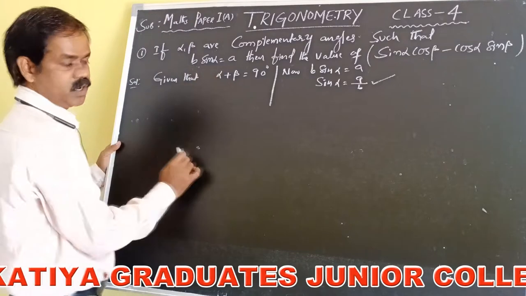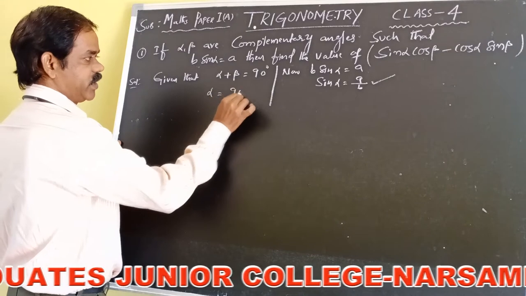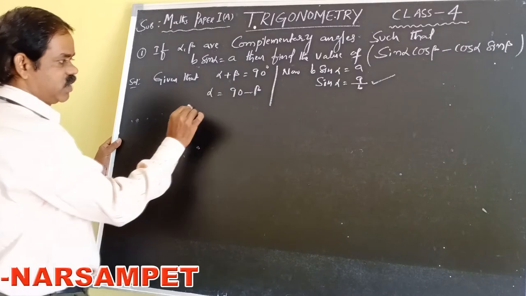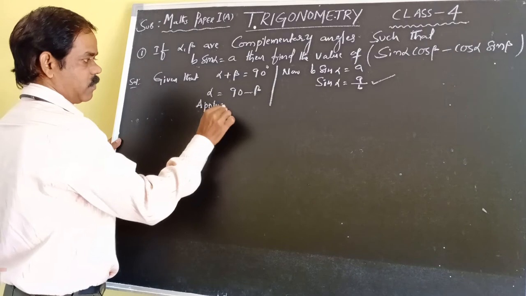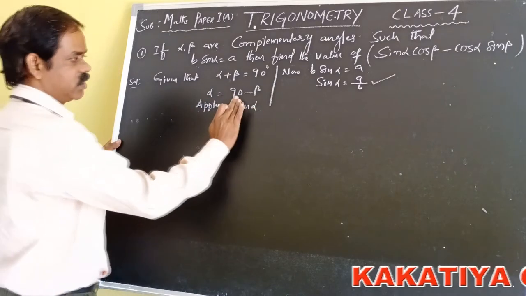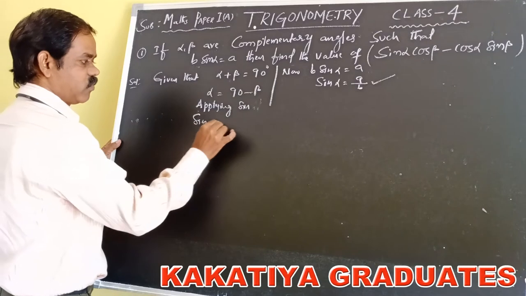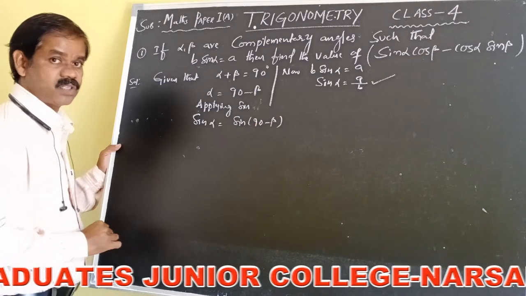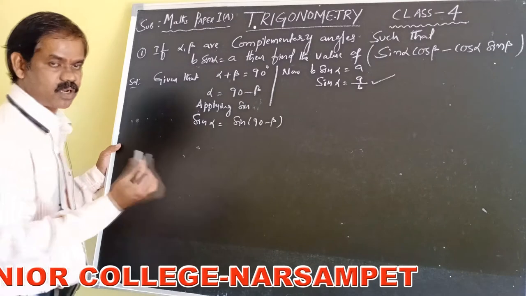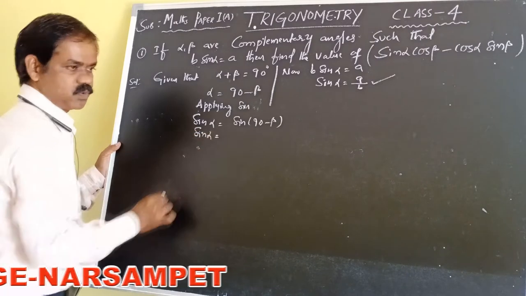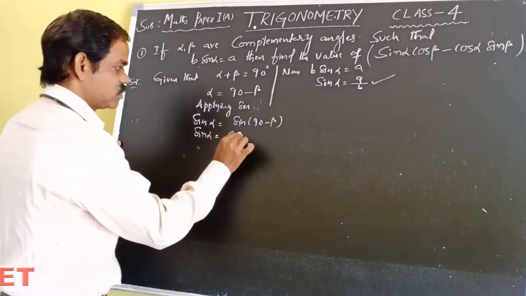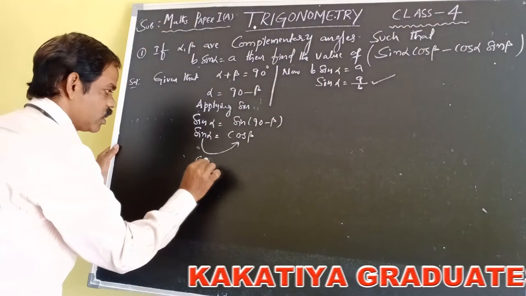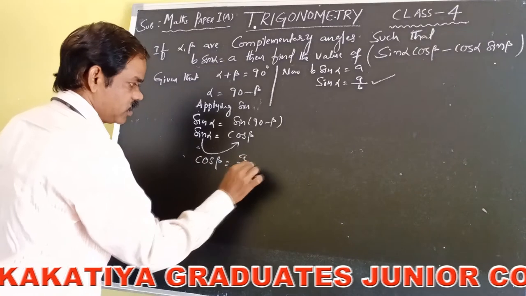Next, from alpha plus beta equals 90 degrees, alpha is equal to 90 minus beta. Applying sin on both sides, sin alpha is equal to sin of 90 minus beta. According to the rule, whenever we have 90 degrees, sin will be changed into cos. So sin alpha is equal to sin(90 minus beta), which becomes cos beta. That means sin alpha is equal to cos beta. So therefore cos beta is equal to how much? It is also A by B.